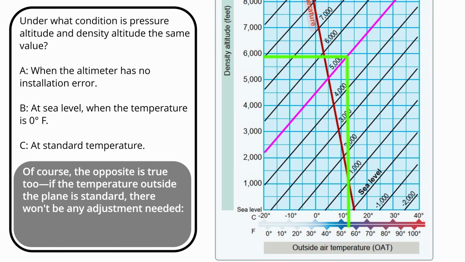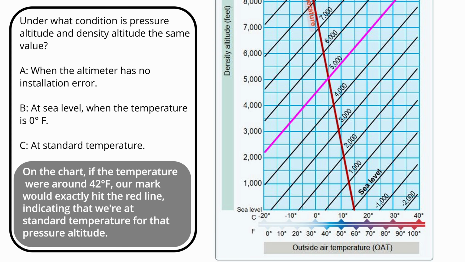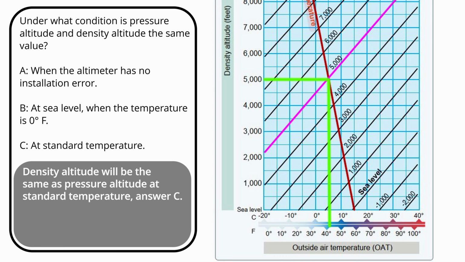Of course, the opposite is true too. If the temperature outside the plane is standard, there won't be any adjustment needed. On the chart, if the temperature were around 42 degrees Fahrenheit, our mark would exactly hit the red line, indicating that we're at standard temperature for that pressure altitude. Density altitude will be the same as pressure altitude at standard temperature.